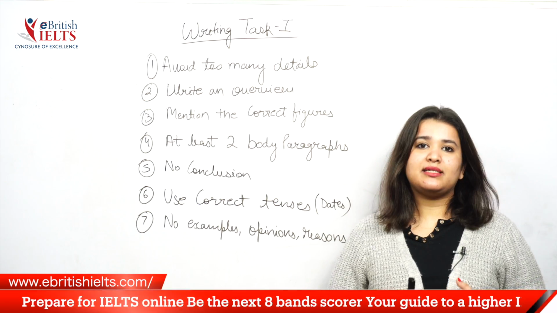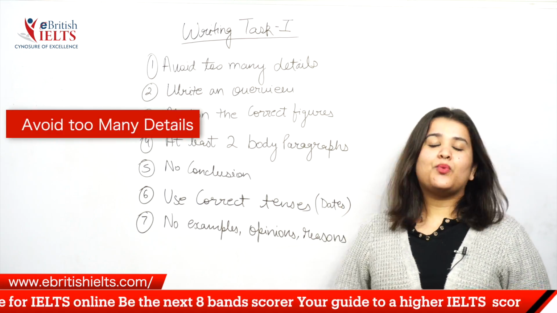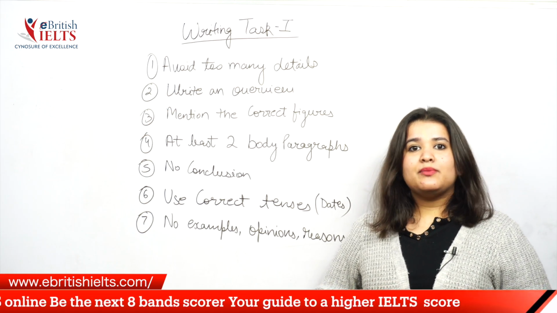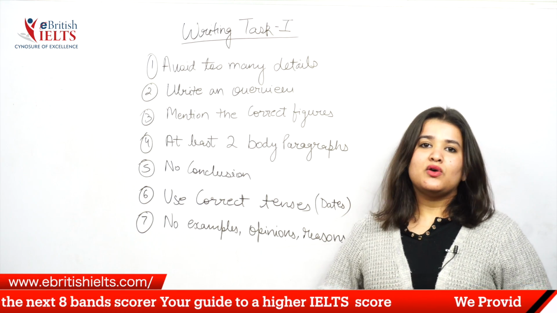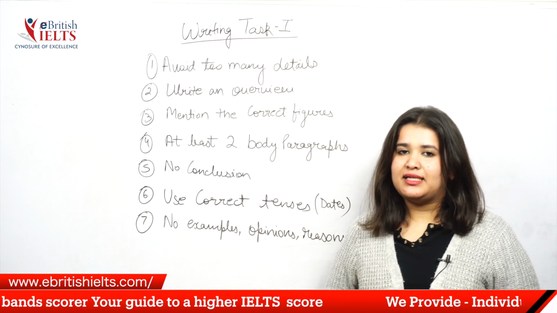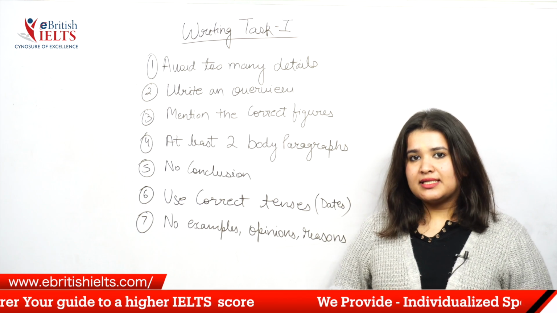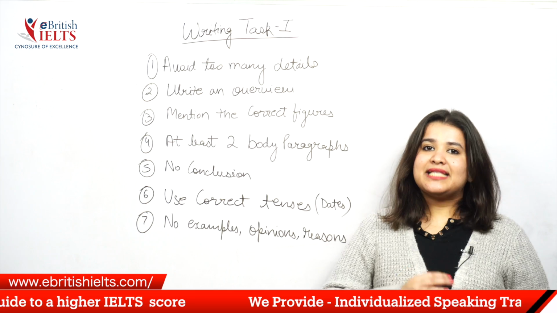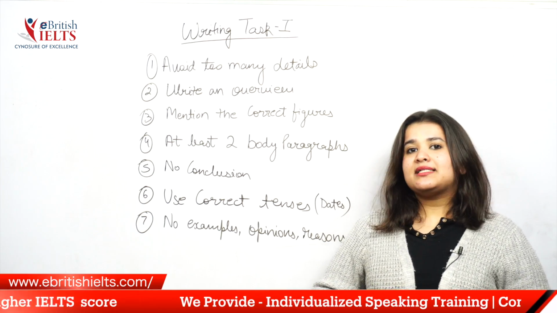Now moving on to the tips and tricks that you can follow to make it a lot better. The first is avoid giving too many details. Now the word limit is just 150 words. You have to finish it in 15 to 20 minutes. So obviously you cannot be giving a lot of minute details in your answer. Whenever you look at the question, notice that most of the time the question ends with select and report the relevant data. What does select and report mean?